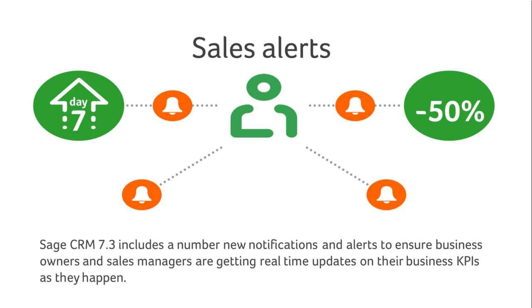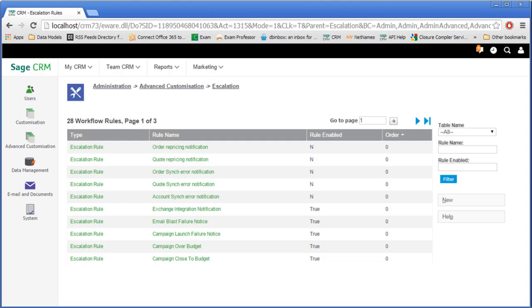of their business performance. Now, in fact, there are 13 new escalation rules that have been added to the system that provide the basis of all these different types of notifications. And these can be found underneath the Advanced Customization Escalation Rules area.